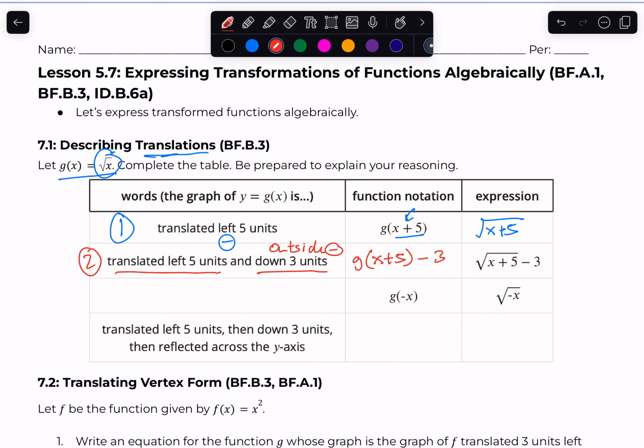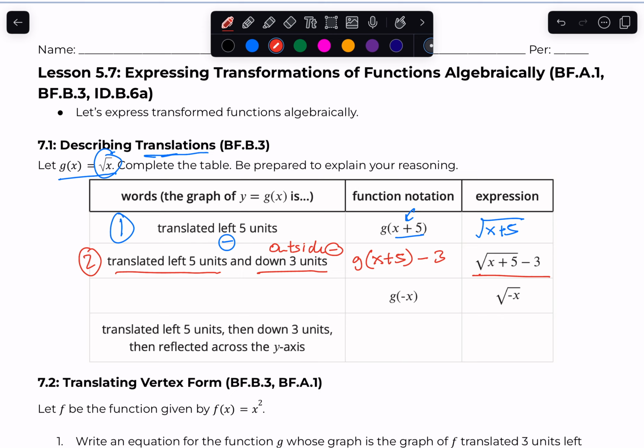Now that matches up with our equation on the right here in our expression. G of x is a square root graph, so we're going to just put the square root of x plus 5, and then outside of the square root, we just do minus 3.